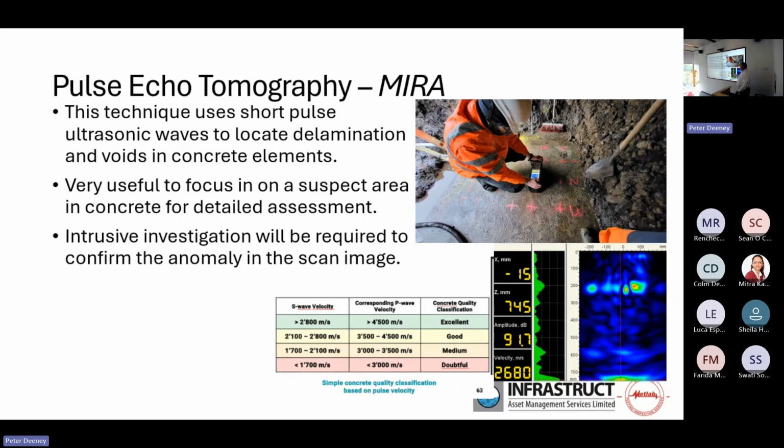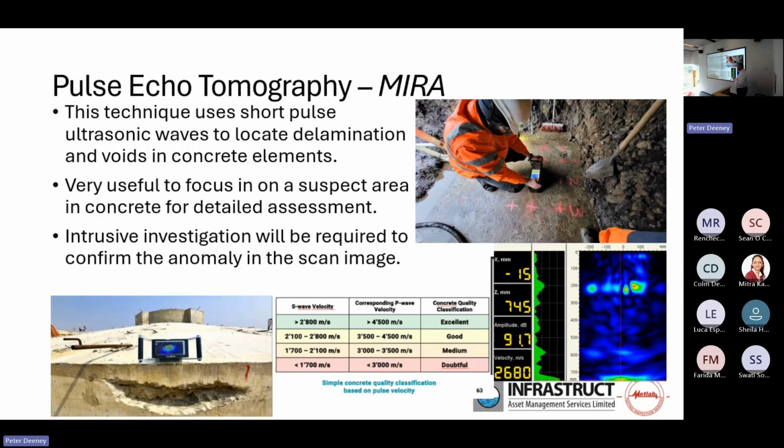One nice thing about this system is we can look at the S wave or the shear wave velocities, and that will also give us an indication or classification for the condition of the concrete. What you don't want to see is this image here. We don't want to find large, big voids below the surface on our foundations. Something like pulse echo tomography using the mirror system will be very, very good to non-destructively give you a real indication as to the condition of your foundation without breaking the surface.